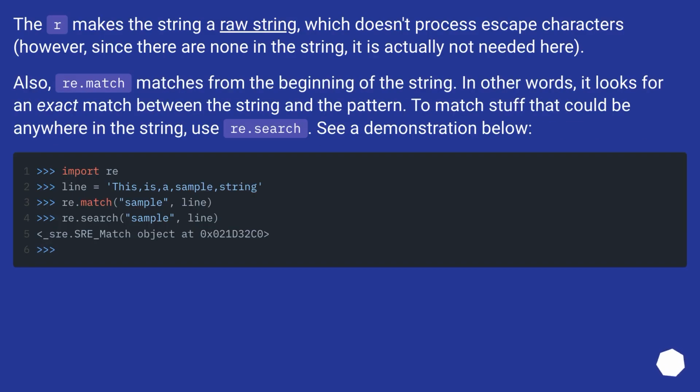The "r" makes the string a raw string, which doesn't process escape characters. However, since there are none in the string, it is actually not needed here. Also, re.match matches from the beginning of the string. In other words, it looks for an exact match between the string and the pattern. To match stuff that could be anywhere in the string, use re.search. See a demonstration below.